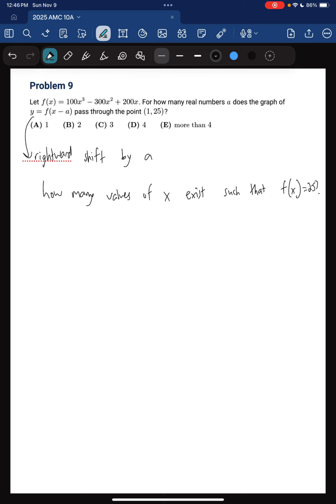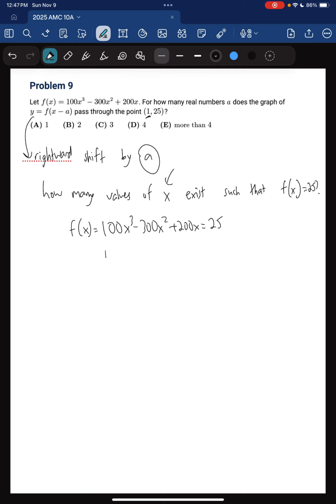Basically, what this right shift does is we can find the value of x, and then we just shift it so that it equals 1. So let's look at this equation: f of x equals 100x cubed minus 300x squared plus 200x, which equals 25.